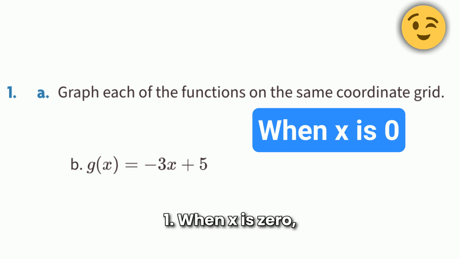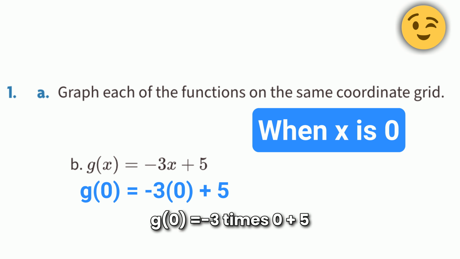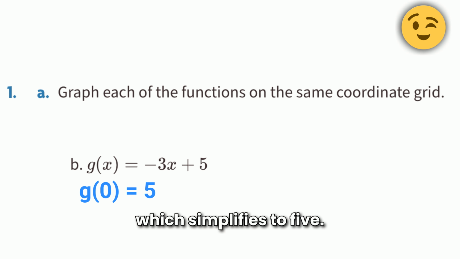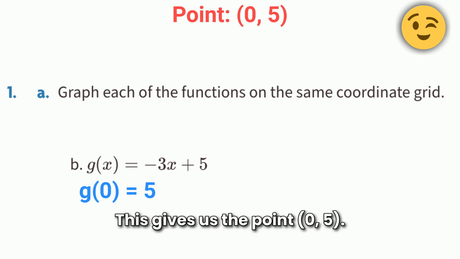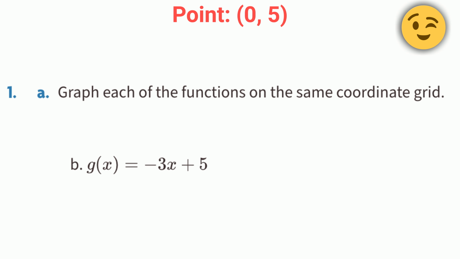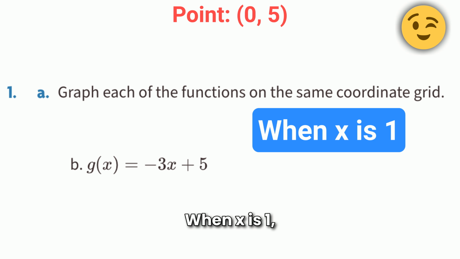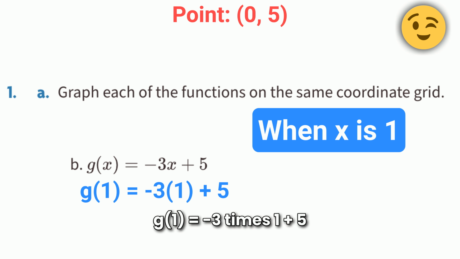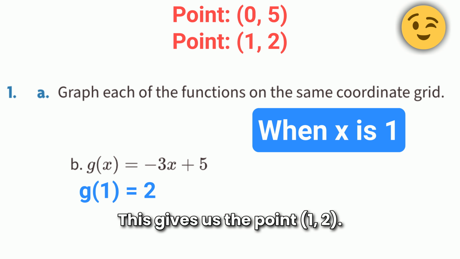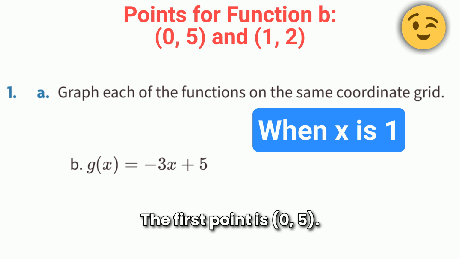1. When x is 0, g of 0 equals negative 3 times 0 plus 5, which simplifies to 5. This gives us the point 0, 5. 2. When x is 1, g of 1 equals negative 3 times 1 plus 5, which simplifies to 2. This gives us the point 1, 2. Points for function b. The first point is 0, 5. The second point is 1, 2.